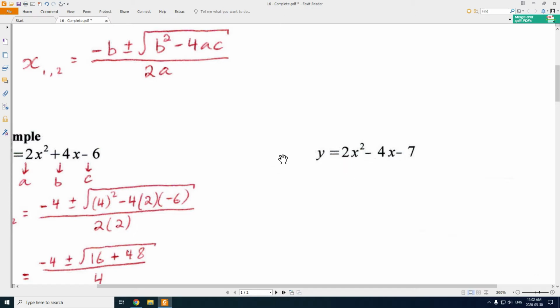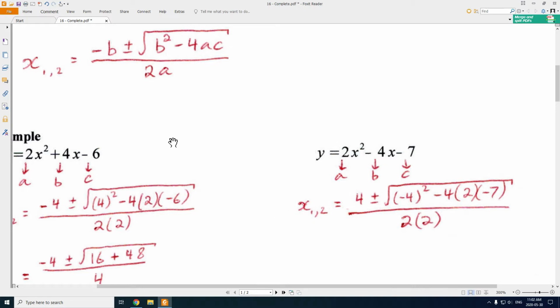So first thing, find the x-intercepts. I start by labeling my A. A is 2. B is -4. And C is -7. Always keep that sign in front. At this point, it's really just a matter of plugging A, B, and C into this quadratic formula. And you'll always be given that formula. I don't expect you to memorize it. But once you do a bunch of these questions, you end up remembering it anyways.